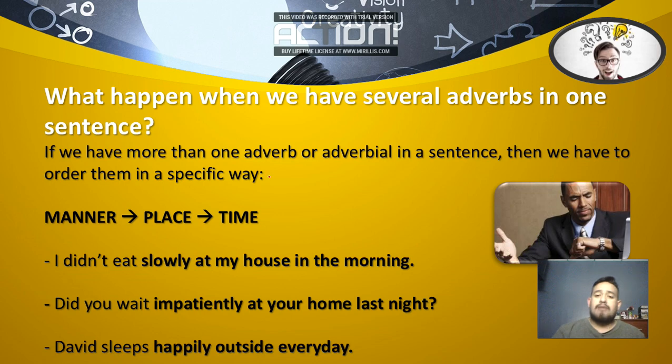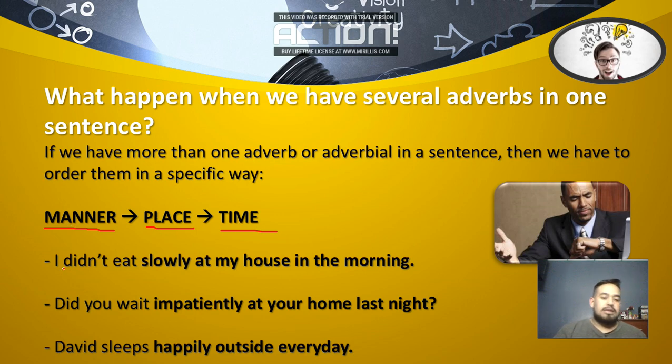What happens when we have several adverbs in one sentence? Just as with adjectives, when we have several adverbs, there is a special way to collocate them in order to make them understood for everybody. If we have more than one adverb or adverbial in a sentence, then we have to order them in a specific way. This way is the next: manner, first of all, place, and time. We are referring to adverb of manner, adverb of place, and adverb of time.